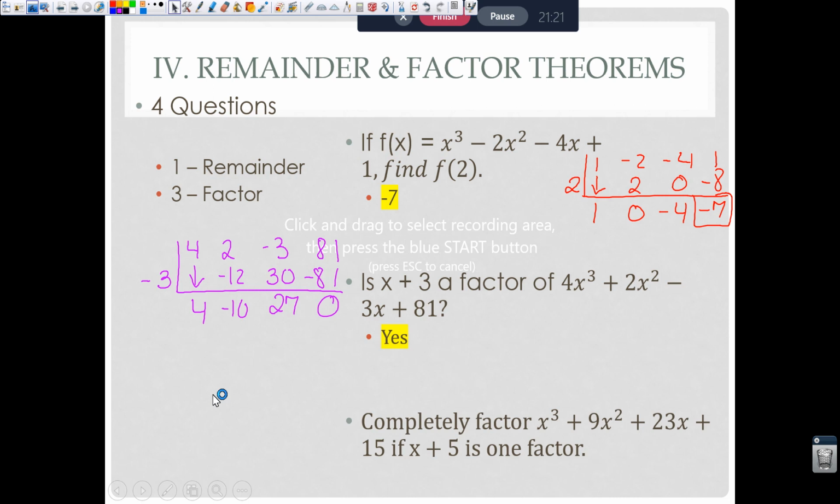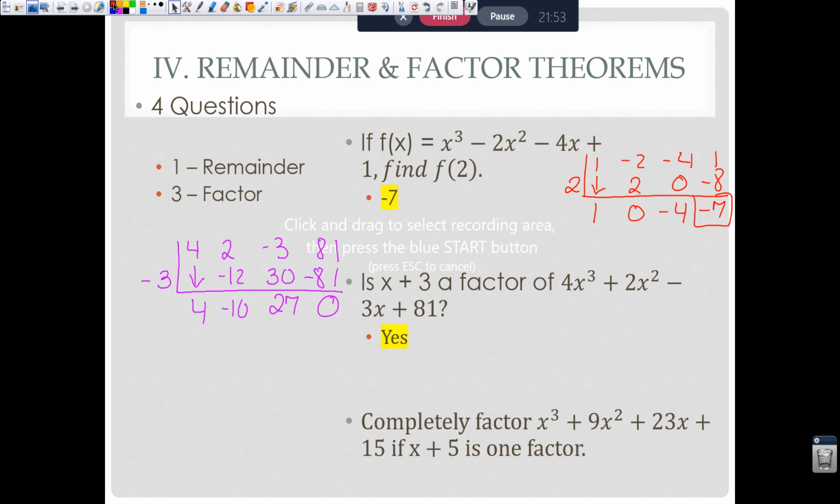Okay, so this one's asking us to completely factor x to the third plus 9x squared plus 23x plus 15 if x plus 5 is one of the factors. So we're going to be doing the same thing that we did beforehand using synthetic division. However, now we are looking for all of the factors. So once I am done, I'm going to write my quotient and then factor it.